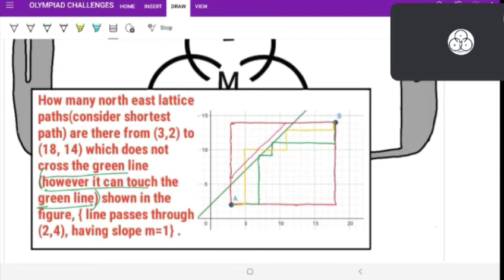So how many northeast lattice paths? Consider the shortest paths from (3,2) to (18,14) which don't cross the green line. However, it can touch the green line shown in the figure. Okay, so let us focus on the first part. How many northeast lattice paths? So what's the definition of a lattice path?